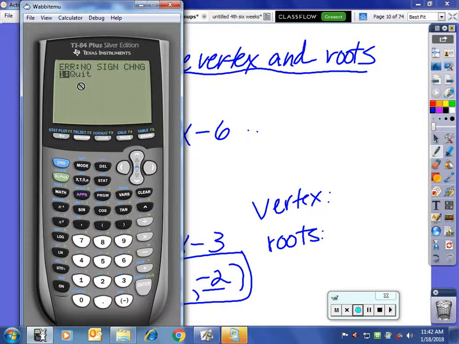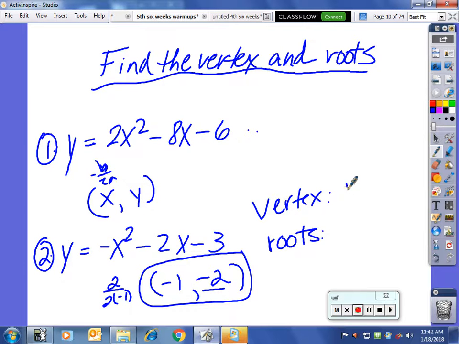No, because it doesn't have a go-to option. It's trying to tell me something. What's it trying to tell me? Yeah, there are no roots. It's saying go back and look at that picture again. If we looked at the picture carefully, like we did the first time, we should have seen there were no roots. So my vertex was negative 1, negative 2, and in this case, there were no roots.